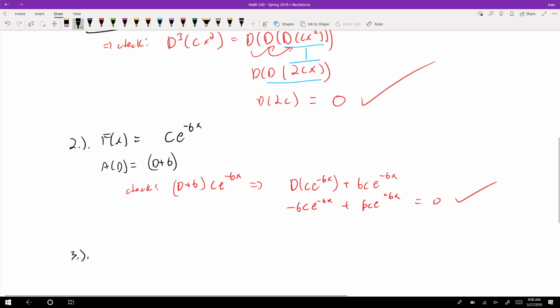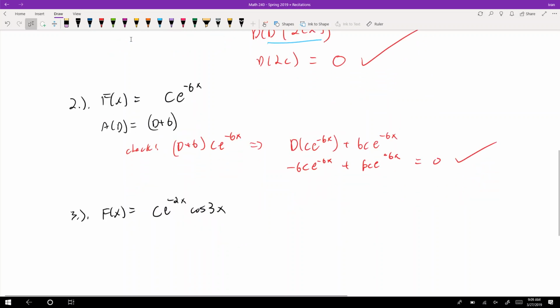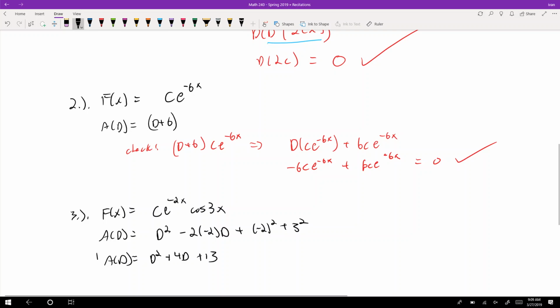Example 3. Let's say I take f of x is equal to c e to the negative 2x cosine 3x. All right, so this annihilator, I'm going to expand it and then compactify it. So it's equal to d squared minus 2 times negative 2d plus negative 2 squared plus 3 squared. All right, so a of d, the annihilator, is really d squared plus 4d plus 13.